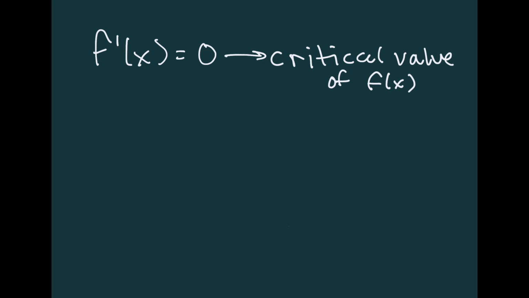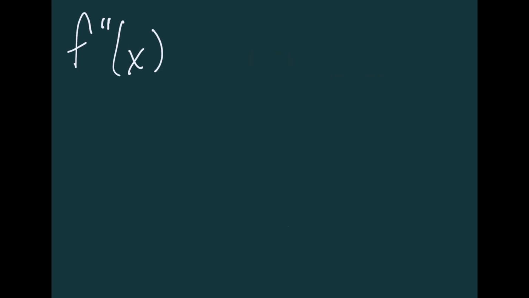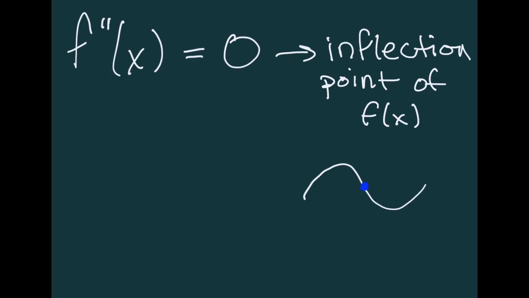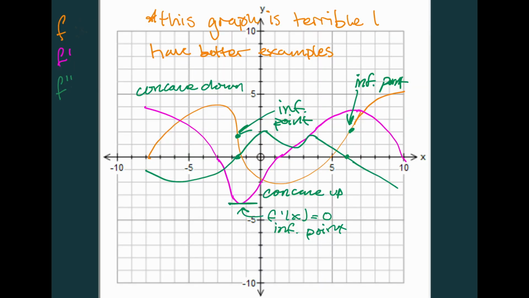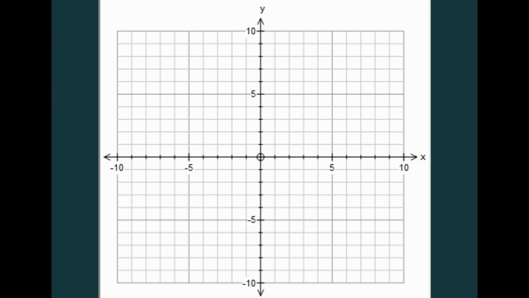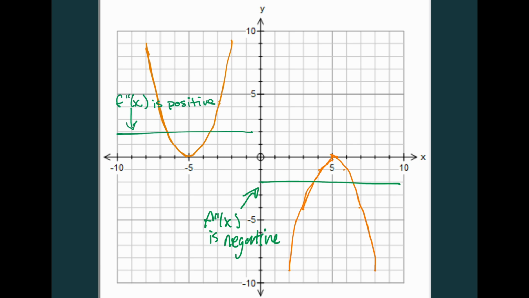It's like f prime equals 0 for a critical value, f double prime equals 0 for an inflection point. And inflection points are when the concavity changes. You can also sort of see it as a min and max of f prime. When f prime changes direction, the concavity changes. Oh right, and the graph is concave up when f double prime is positive, down for negative.